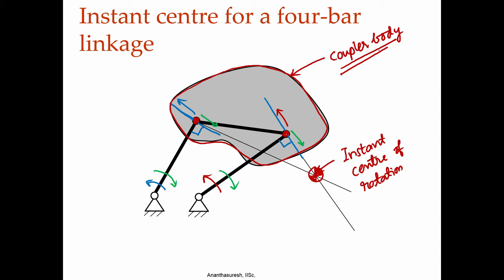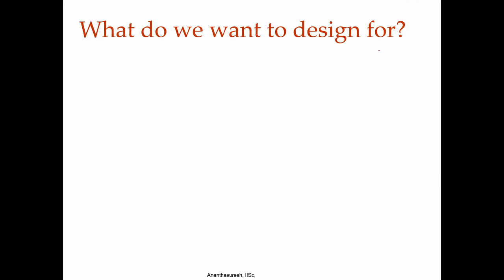Whenever you know the velocities of 2 points in a rigid body, you can find its instant center at that instant. So, this is the concept that applies to 4 bar linkages. Also based on that, one can design 4 bar linkages graphically.